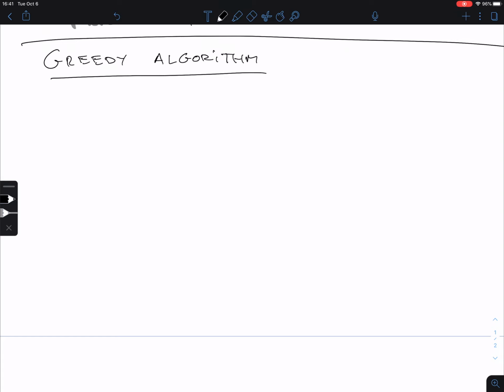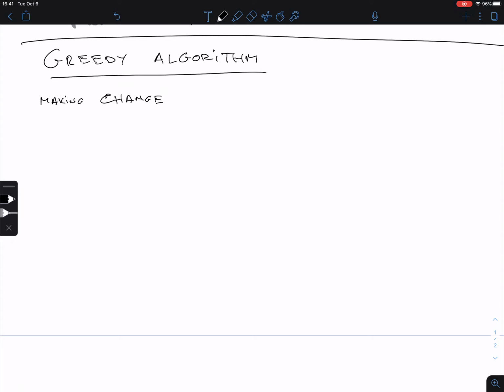And let's work on a problem. The problem that we will discuss here is counting change, or how they call it here, change making. Making change, change in the sense of coins. So we have coins, and let's just assume we have the regular coins. We have a quarter. We have a dime. We have a nickel. And we have a penny.